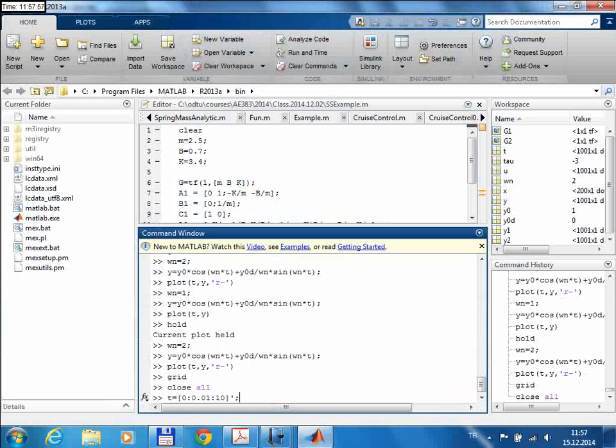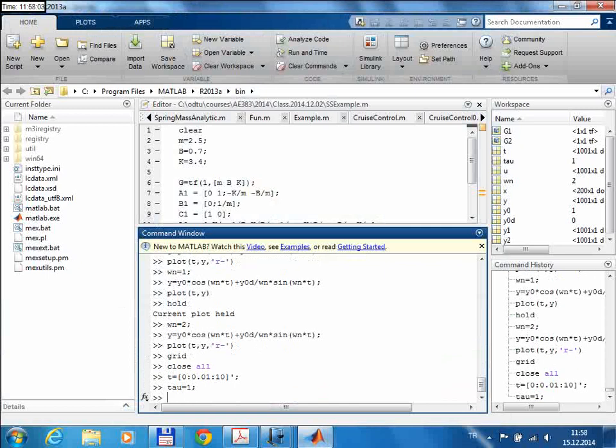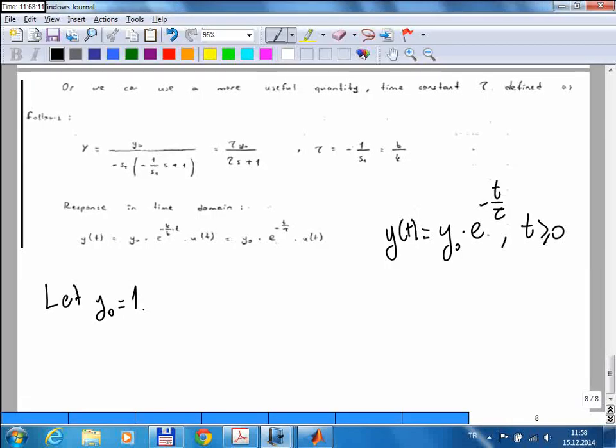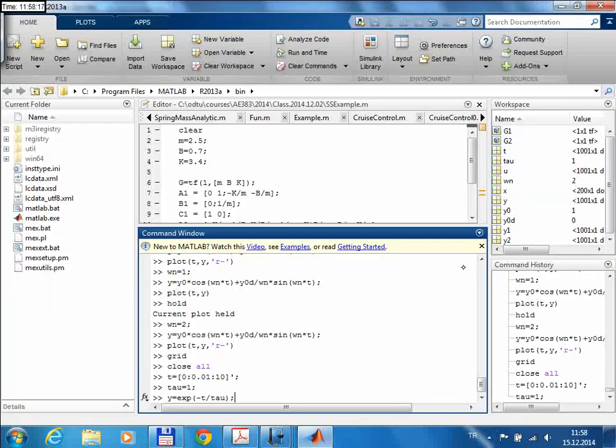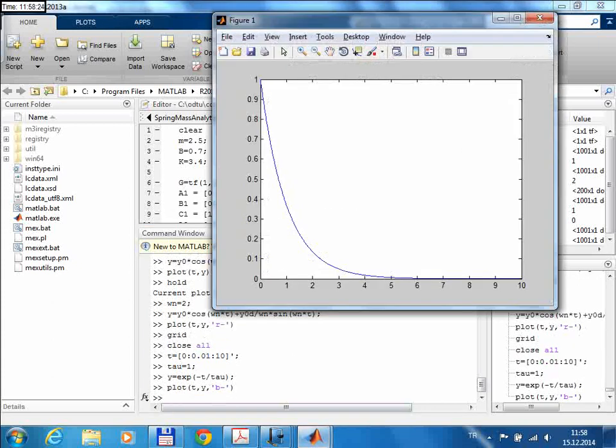Okay, so let me define a time vector. Let me choose a time constant. Let this be 1. So I'm going to form this function in MATLAB. This is how I do it. And then let me just plot. This is the response.